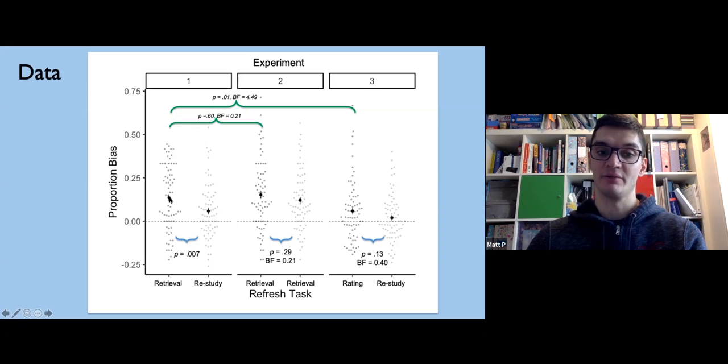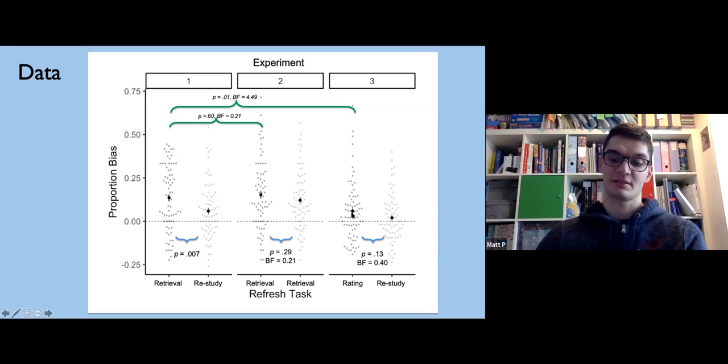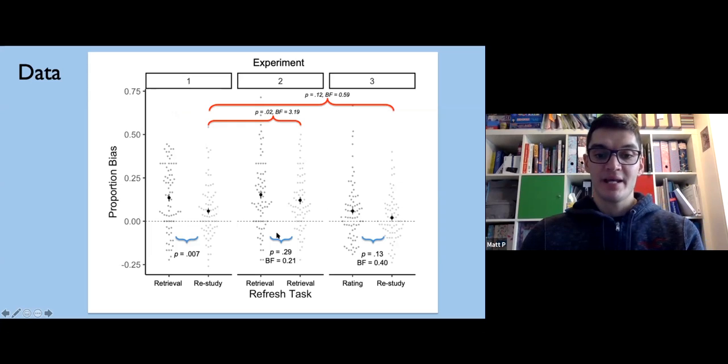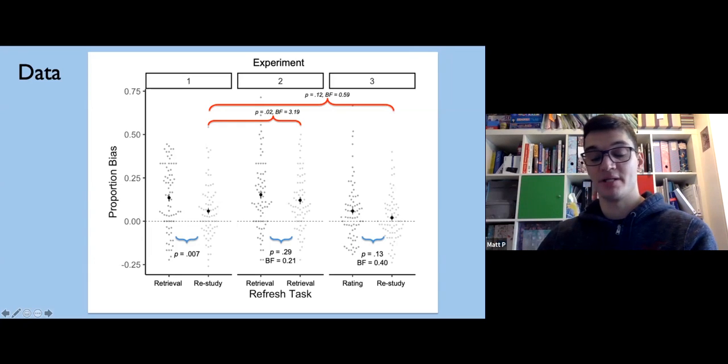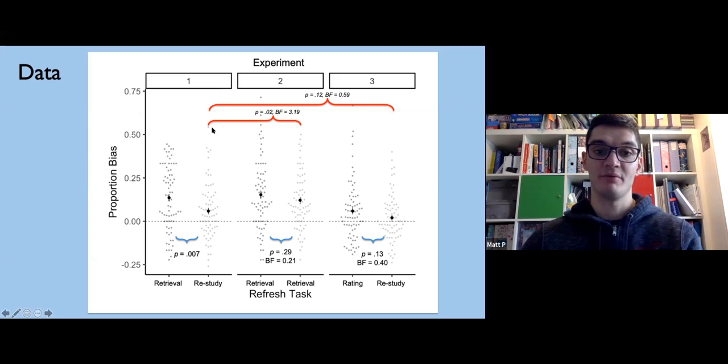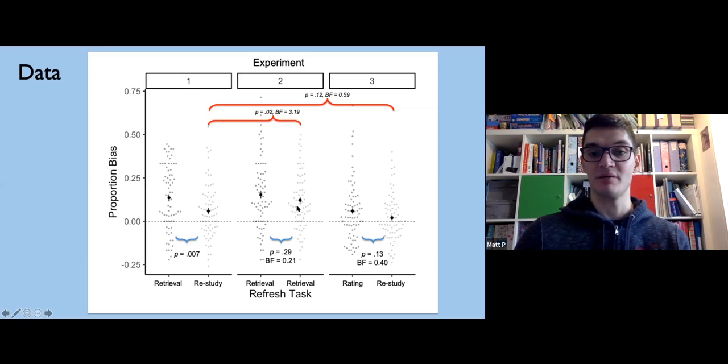Updating is higher following retrieval compared to the rating task. We then have comparing block 2 between the experiments. So comparing block 2 between experiment 1 and 2, where in experiment 1 the task was the restudy, the bias difference score was significantly lower in this experiment compared to experiment 2, where the refresh task was the retrieval task.